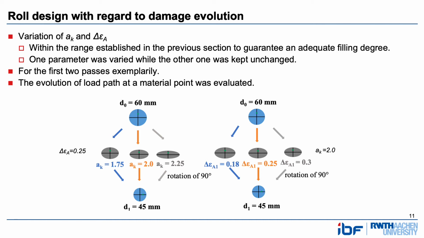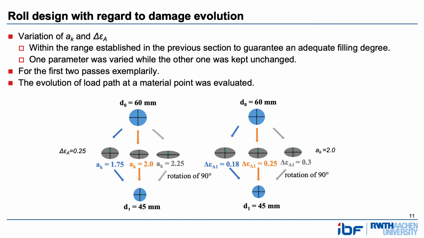In this design step, we varied the aspect ratio and area reduction within the range established in the previous section, to guarantee an adequate filling degree. In order to investigate the effect of each parameter separately, one parameter was varied while the other one was kept unchanged. So we chose three different aspect ratios from 1.75 to 2.25 with a fixed area reduction of 0.25, and three area reductions from 0.18 to 0.3 with a fixed aspect ratio of 2.